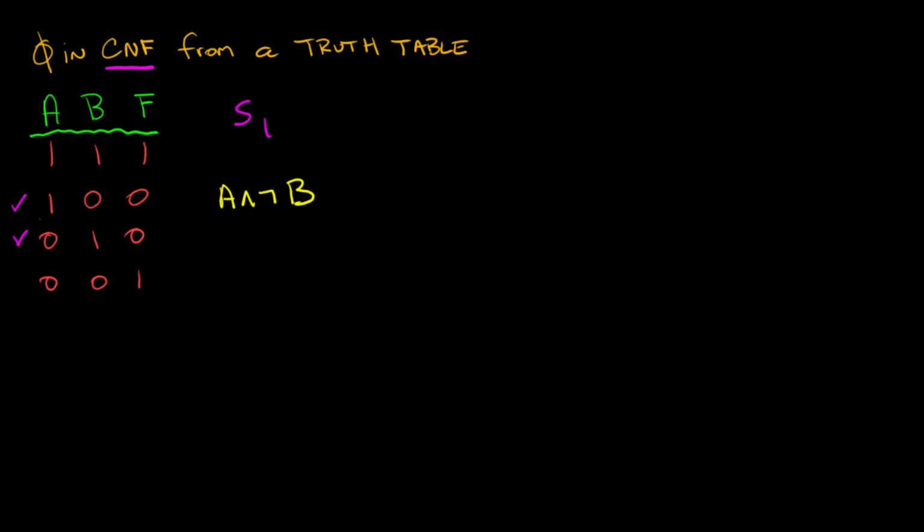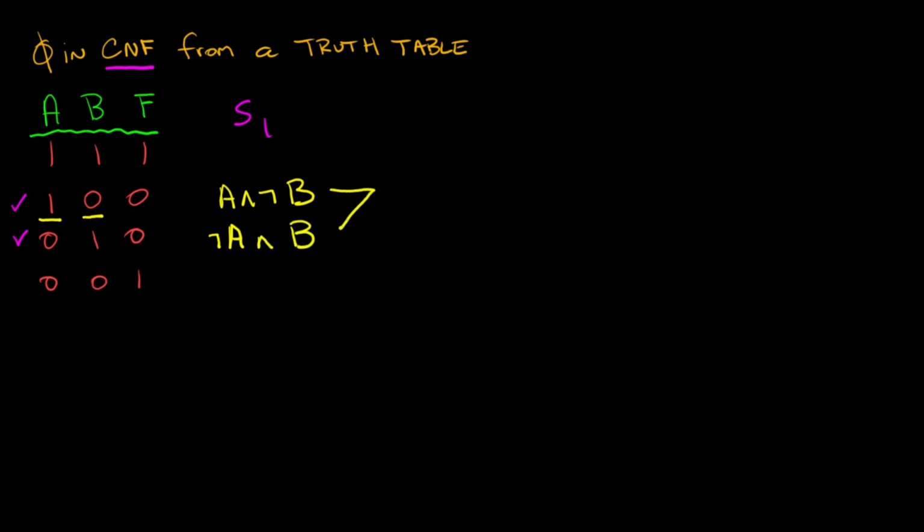So notice in the second row, since A is assigned a value of true, we simply write A, and B is assigned a value of false or 0, so we write not B. In the third row here, we see that A is assigned a value of false, so we'll write not A, and B is assigned a value of true, so we'll write B.